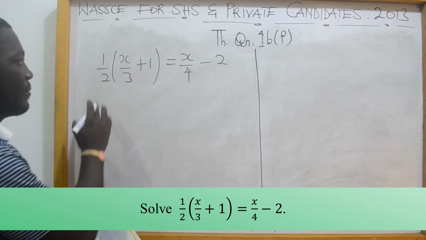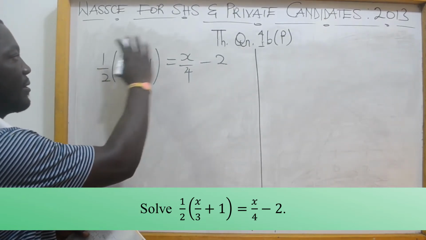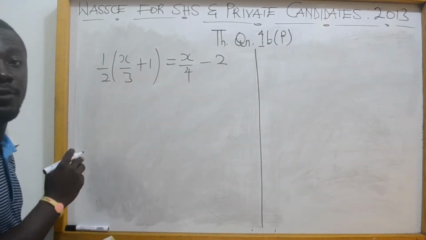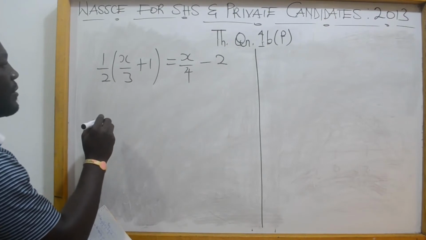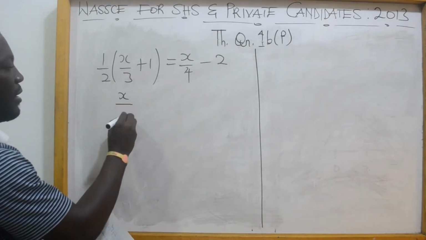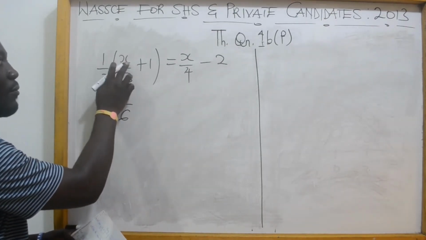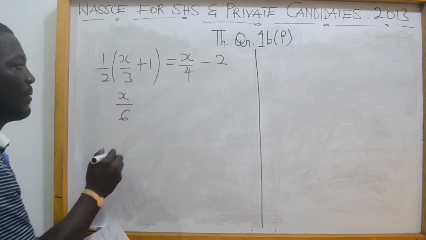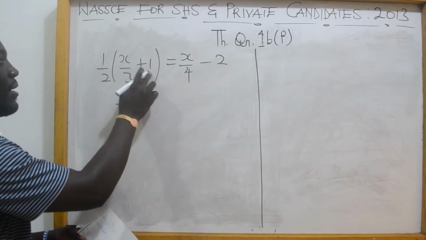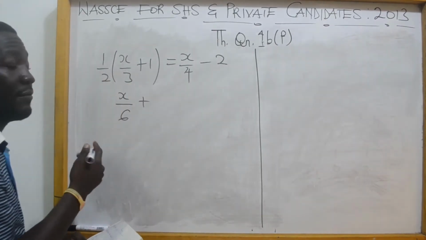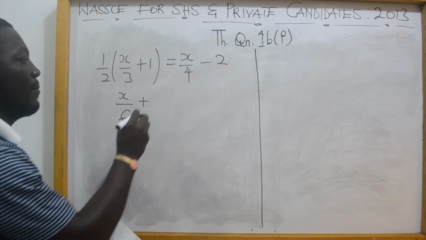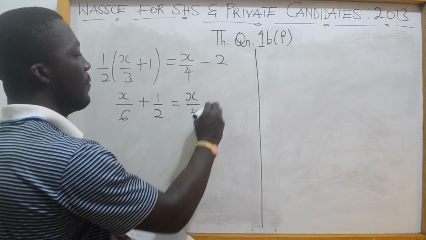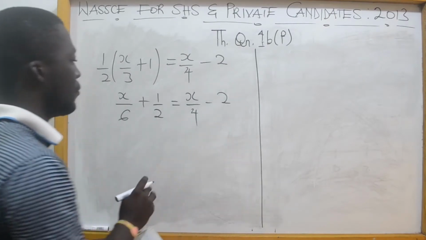So in the first step, let's multiply this by what we have in the bracket. Half times x over 3 will give us x over 6. The numerators will multiply, then the denominators will also multiply. Plus 1 times half is half, because 1 times any number is that number. So 1 over 2 is equal to x over 4 minus 2.